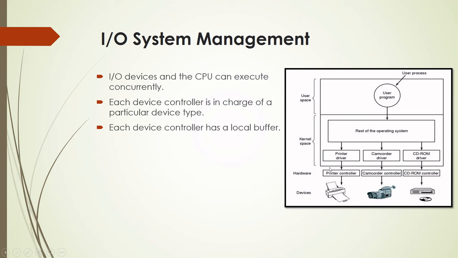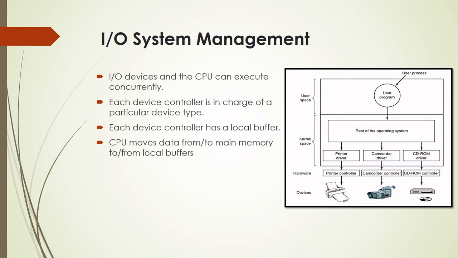Communication between the CPU and the printer is mismatched. The printer is a very slow device, whereas the CPU is a very fast device. To avoid that mismatch, there is a buffer, so that the CPU will store the information in the buffer, and from the buffer it goes to the printer, so that the speed mismatch between the printer and the CPU is resolved.